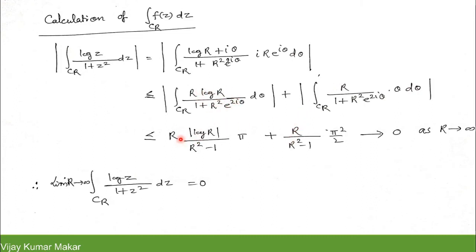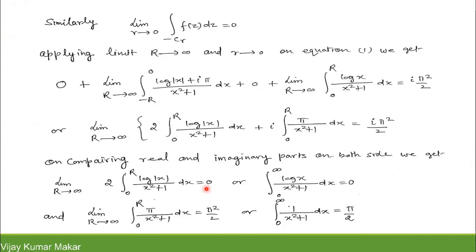For this integration we get R times modulus of log R upon R squared minus 1, into pi, plus R upon R squared minus 1, pi squared by 2. The right hand side of this inequality tends to 0 as capital R tends to infinity. So we say that the value of this integration when R tends to infinity is equal to 0.